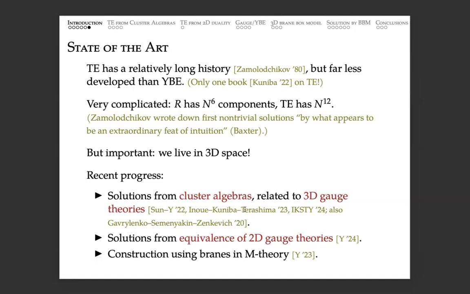But anyway, I will be very brief about this work because I know Inoue-san and Kuniba-san have talked about this multiple times already. I'm sure some of you have heard about this already. So I would like to spend more time on the second item, which is that I could actually construct solutions of the tetrahedron equation using the duality, the equivalence, of two-dimensional supersymmetric gauge theories.